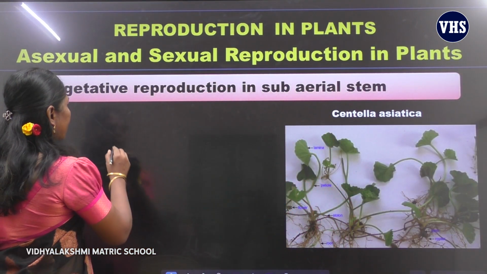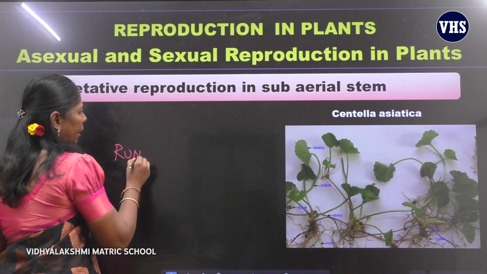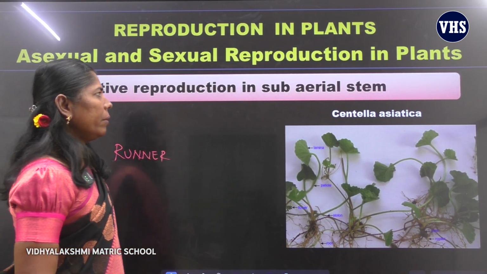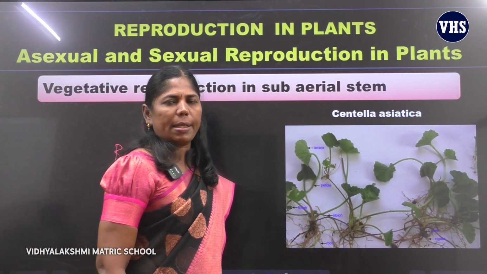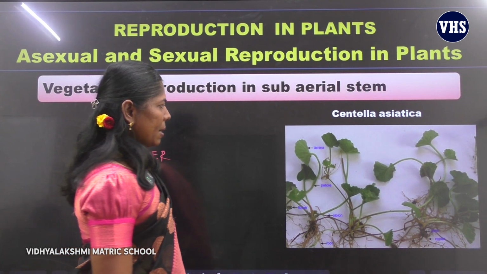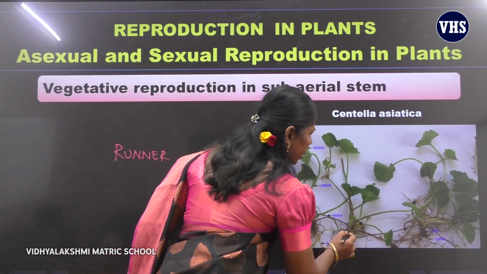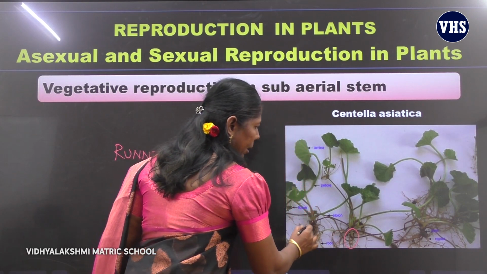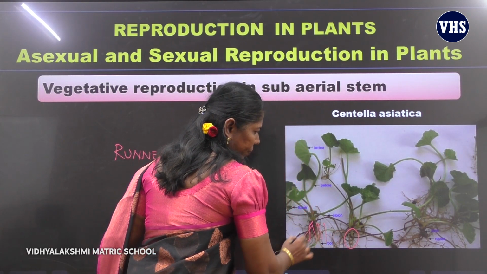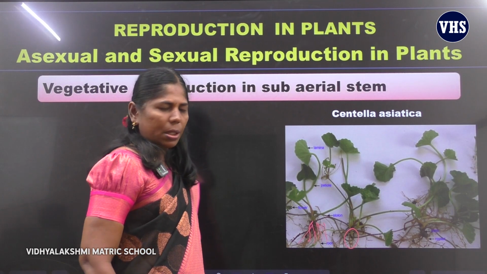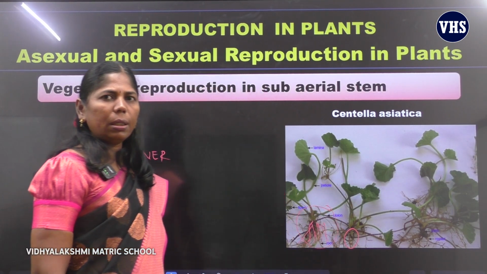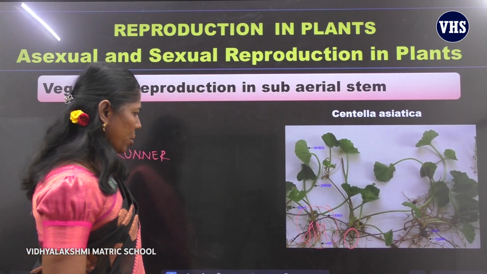And next one is the runner. Okay? So the runner, Centella asiatica is an example for that. At the base of the node, a tuft of roots arises. Just you have to cut the root and keep it in summer. It will grow as an entire plant in suitable condition.